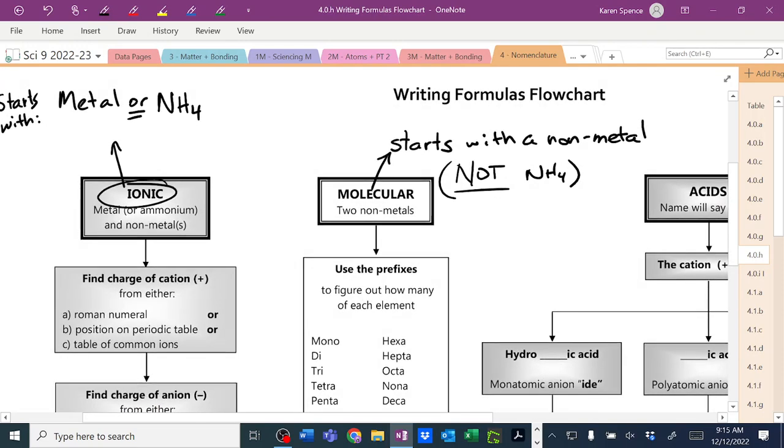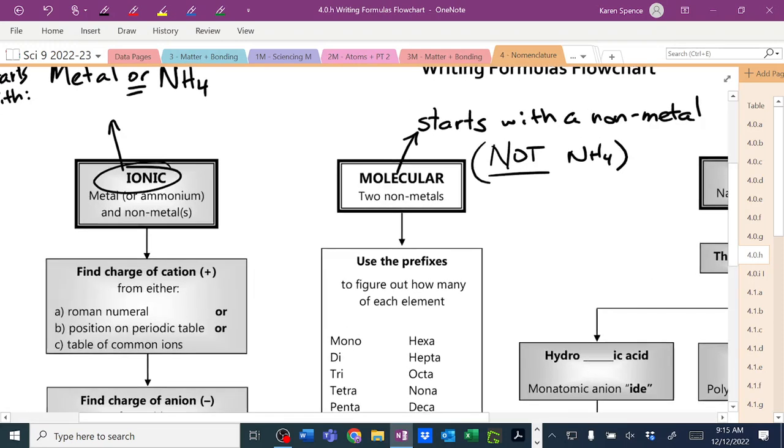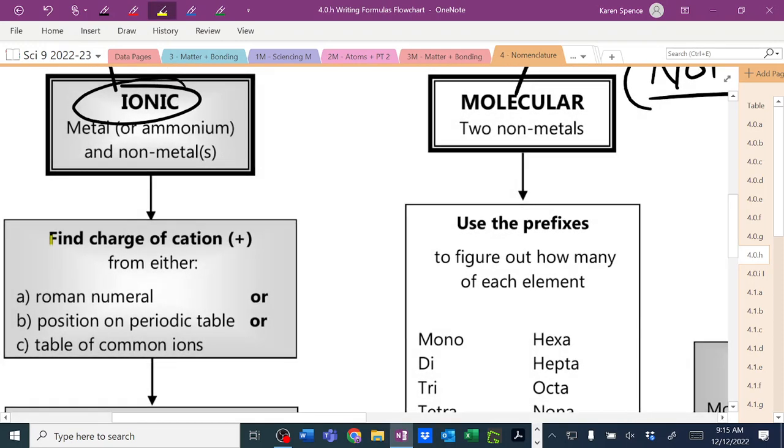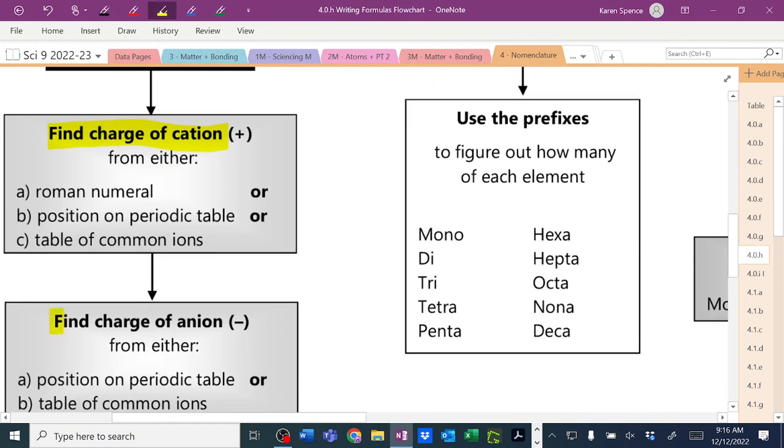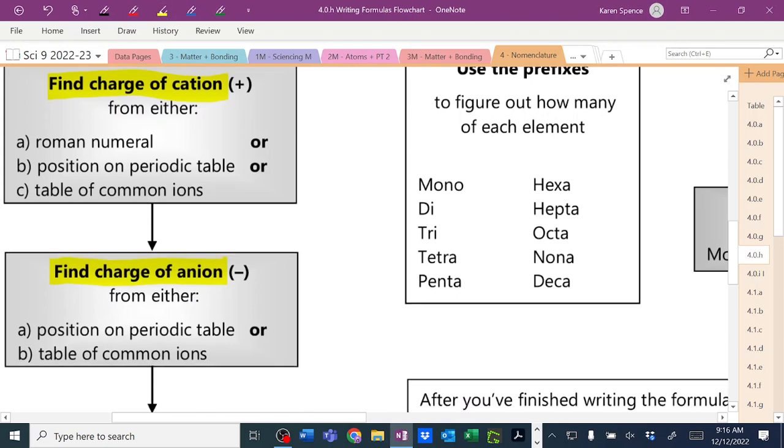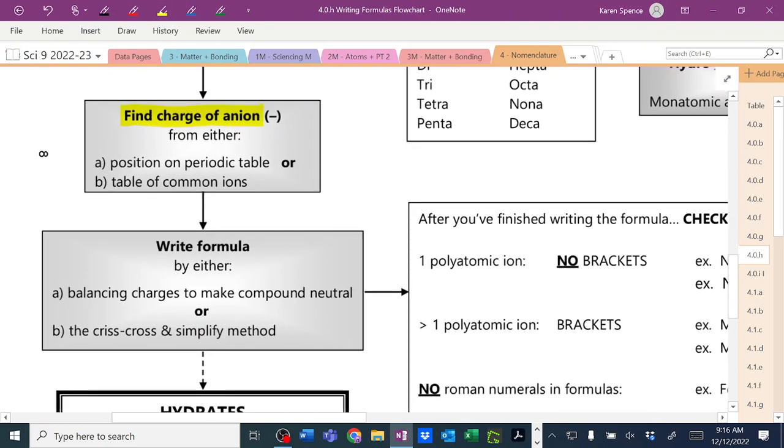When it is ionic, how do you write the correct formula? You have to find the charge of the cation, find the charge of the anion, and then you're going to balance the charges to make the compound neutral. You can ignore the part about hydrates.